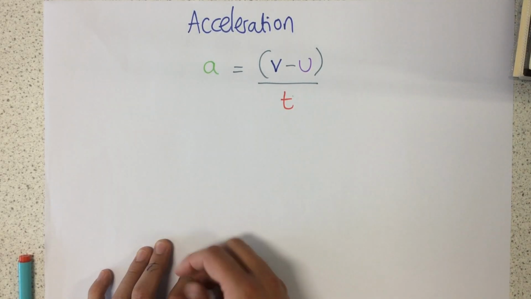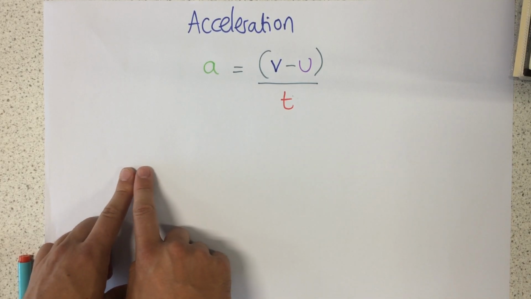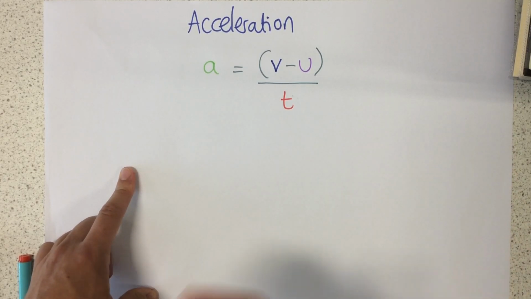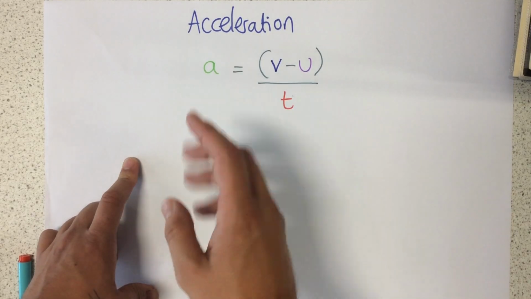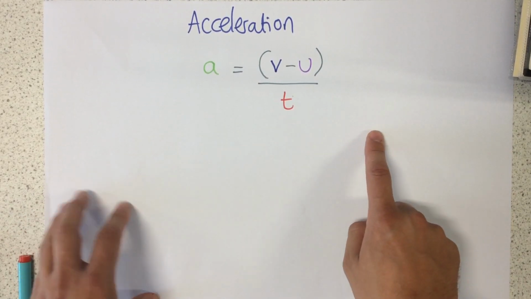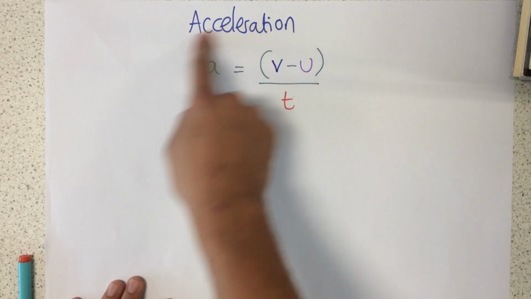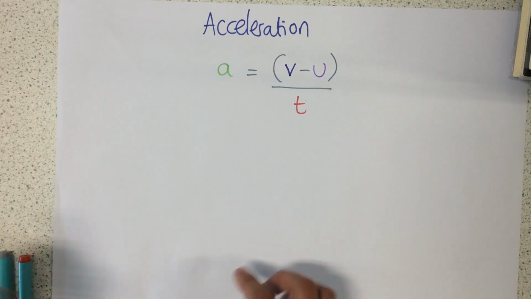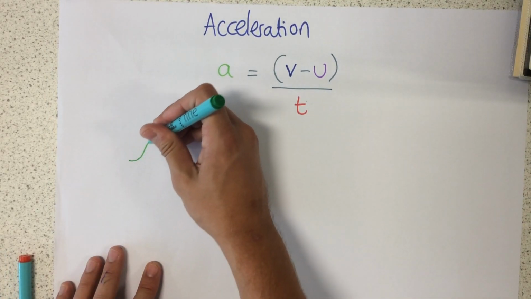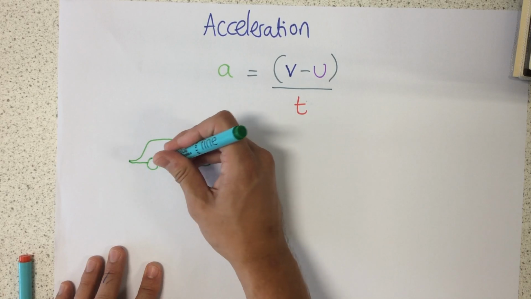Remember, velocity is just how fast something's going. So if something starts off slow and then gets faster, increases velocity, it is accelerating. But if it starts off fast and then slows down, it is decelerating. So let's see how this equation here relates to a real life example. I'm going to do a real life example involving a car. So let's say here is my car right here.